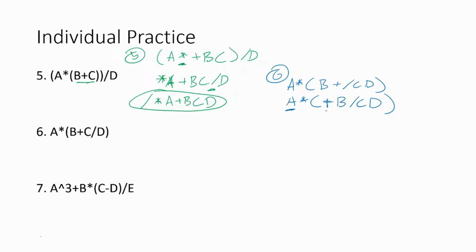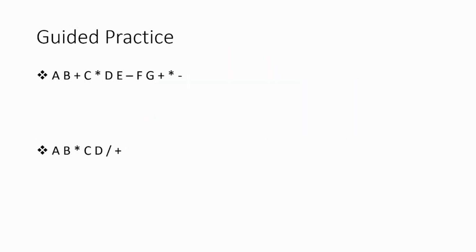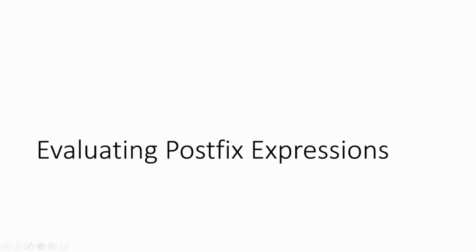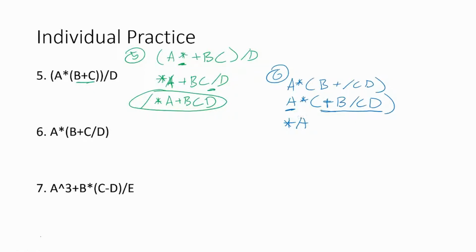This is my first operand. This is my second operand. There we go. A. Oh, I'm not sure why I went there. A. And then my second operand is plus B. There we go. That is my answer for number 6.